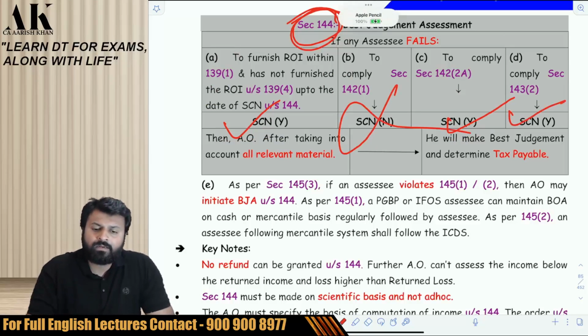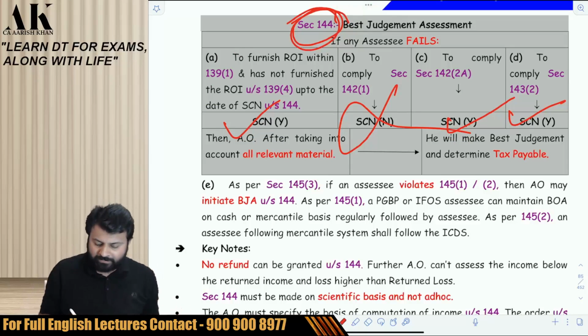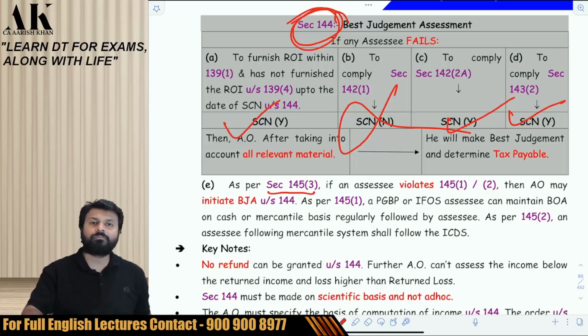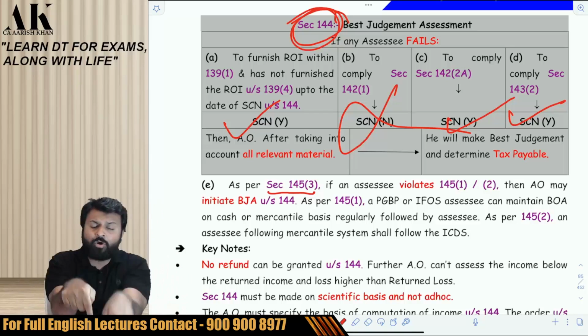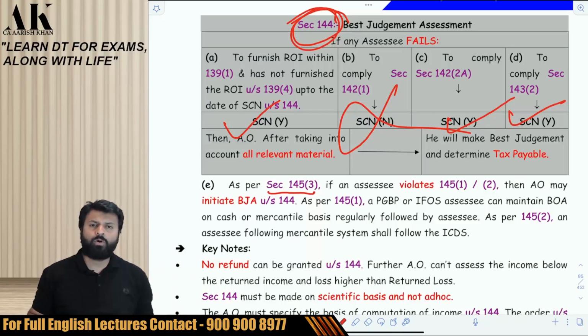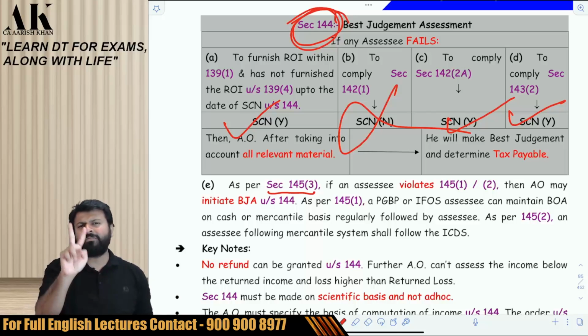Okay. There is one more reason why the AO might do a best judgment against you, and that is done in PGBP 145 subsection 3. If you violate subsection 1 of 145 and subsection 2 of 145, the AO may do a best judgment against you. What is 145 subsection 1? You have to follow cash or mercantile system, whichever is regularly followed by the assessee. You are not doing that. There is a danger of what? 144 against you.